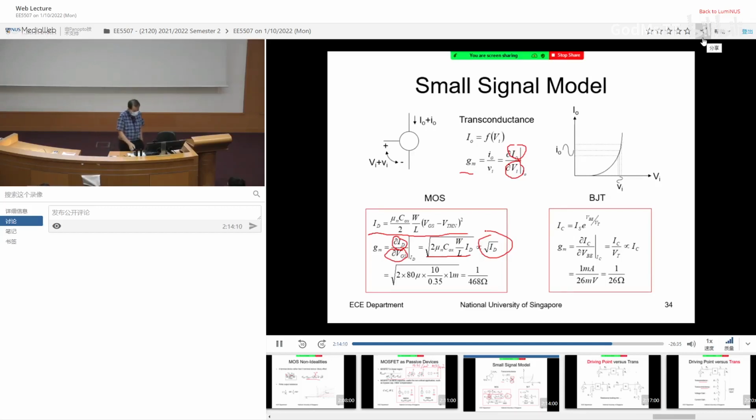Now, BJT, on the other hand, you do the same thing. Output current is collector current. Input voltage is base emitter voltage. You differentiate, you get this. And you see that the GM is directly proportional to the current. So you can get much higher GM in BJT.